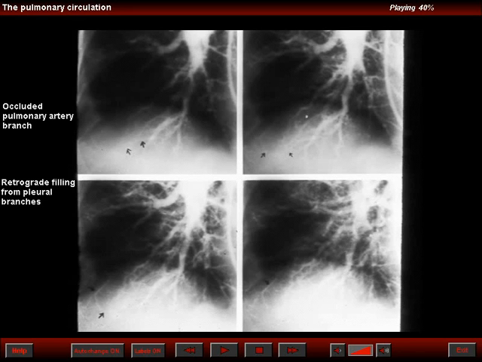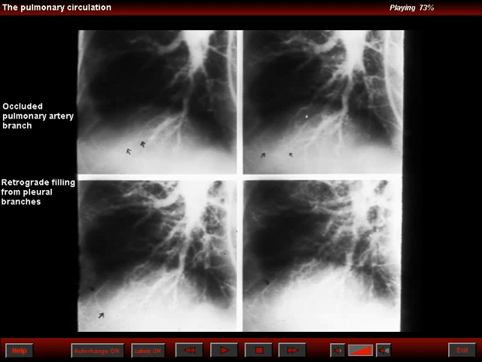Another way that the pulmonary arteries can interconnect is via the supply to the pleura. In this case, note that there was ischemia to the right base, and we can see retrograde filling of pulmonary artery branches from a selective right pulmonary artery injection.